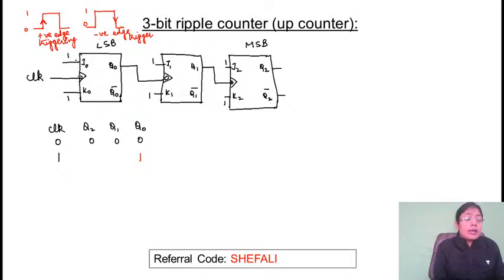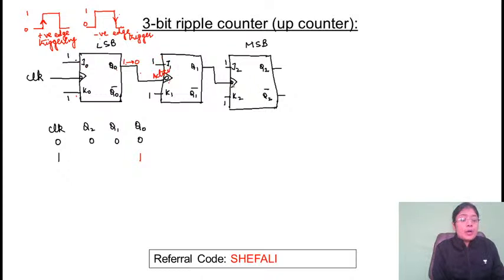Negative edge triggering, negative clock we represent with a bubble. In this particular case, when will this toggle? This flip flop will always be active. This will always toggle the value. As soon as the clock is applied, it will always toggle. But when will this one toggle? When the value of Q naught is changing, this is negative edge triggering, when the value is changing from 1 to 0, only then this flip-flop will be active. If the value is changing from 1 to 0, only then this flip-flop will be active.